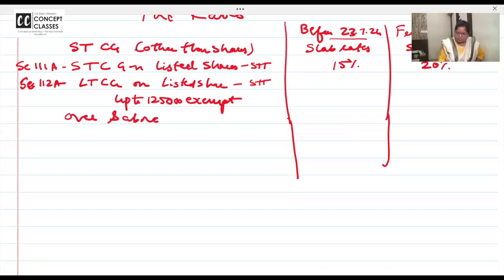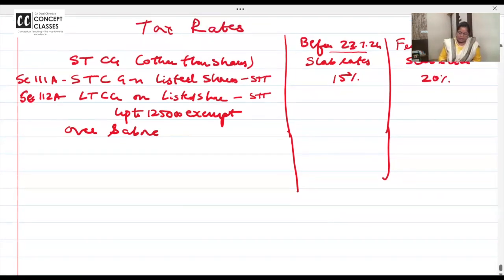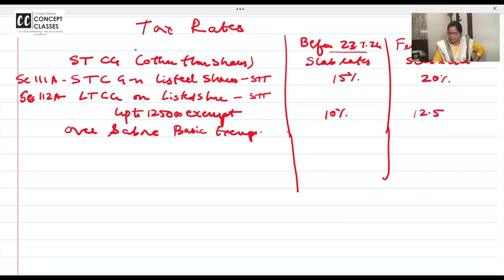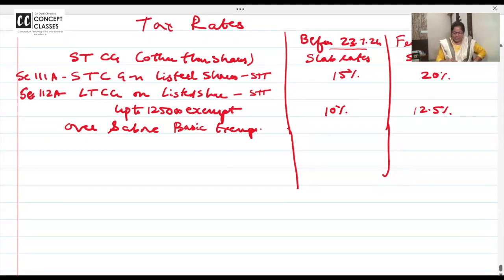over and above. I am making you write because I have printed and given it to you, but this is very important. Your pen flow will not happen, so write it. Over and above basic exemption. For this, I'll give you one example. Long-term capital gain, listed shares. Earlier, it was 10% over and above 125. Now it is 12.5%. And on listed shares, anyhow, indexation is not there.